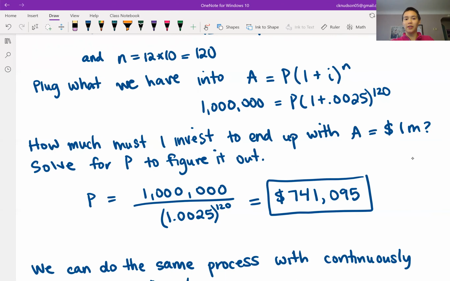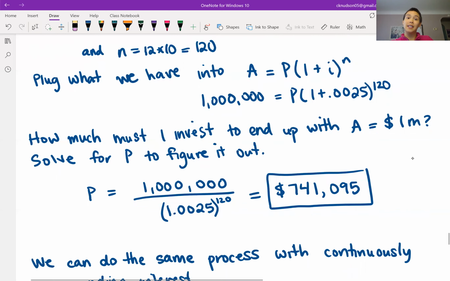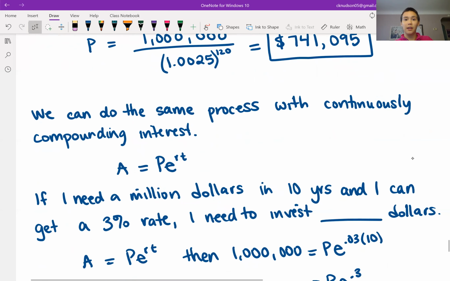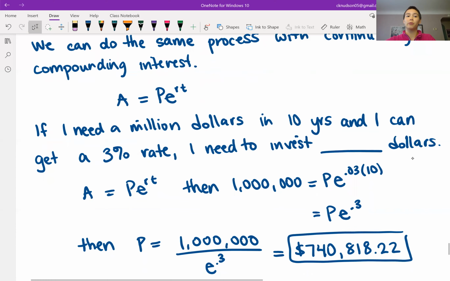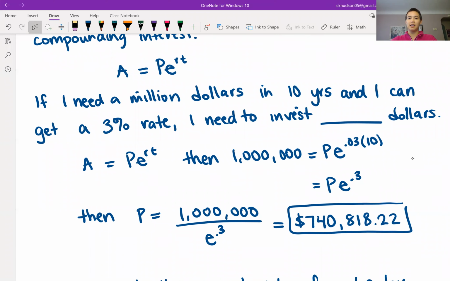Okay, so that's how it works with compound interest. What about with continuously compounding interest? We can do the exact same thing, just with the equation for continuously compounding interest. So A equals P times e to the RT. That's our equation for continuously compounding interest. And again, I can figure out P if I plug in A and R and T. So I need $1 million, so plug in A equals $1 million. Maybe the rate that I can get is 3%, and I have 10 years to get to $1 million. So how many dollars do I need to invest? We need to solve for P to find the answer to this question.